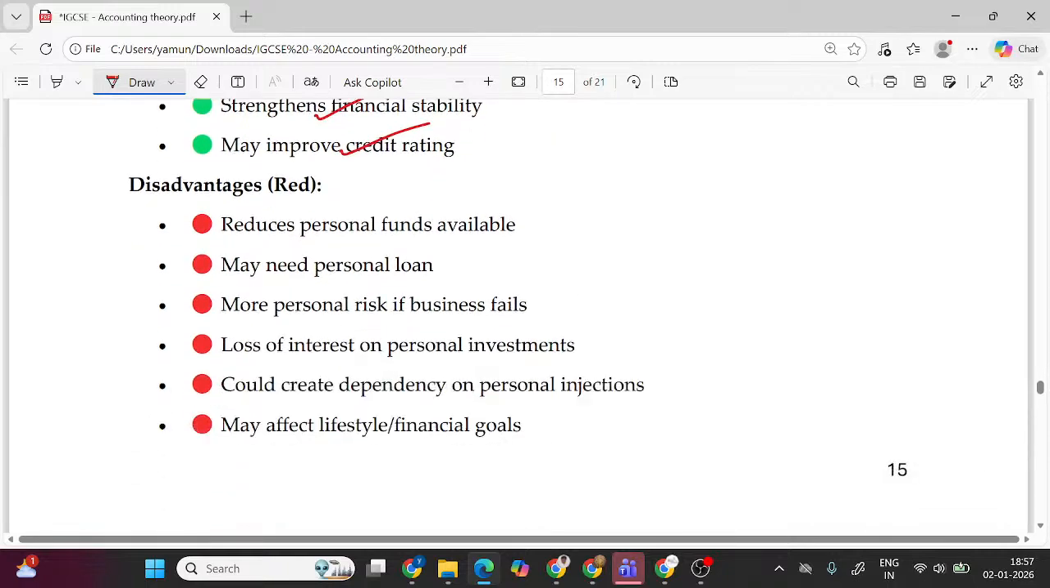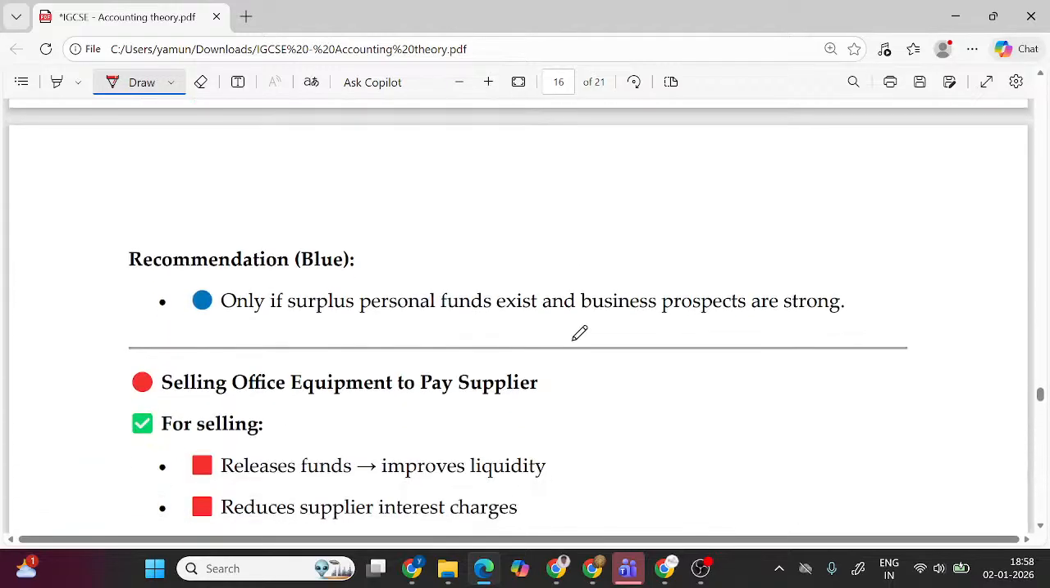Disadvantages are also there. Reduces personal funds available, may lead to a personal loan, more personal risk if business fails, loss of interest on personal investment, could create dependency on personal injections, and may affect lifestyle or financial goals. Recommendation: only if surplus personal funds exist and business prospects are strong.